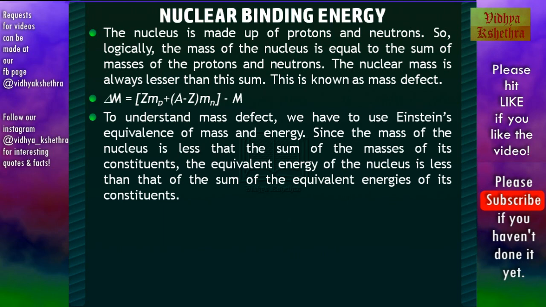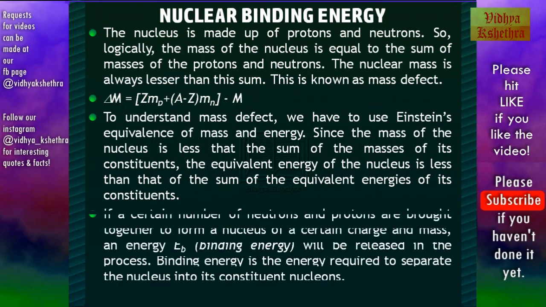Now, to understand mass defect, we have to use Einstein's equivalence of mass and energy. Since the mass of the nucleus is less than the sum of the masses of its constituents, the equivalent energy of the nucleus is less than that of the sum of the equivalent energies of its constituents. That is, if a certain number of neutrons and protons are brought together to form a nucleus of a certain charge and mass, an energy EB, which is called the binding energy, will be released in the process. And binding energy is the energy required to separate the nucleus into its constituent nucleons.